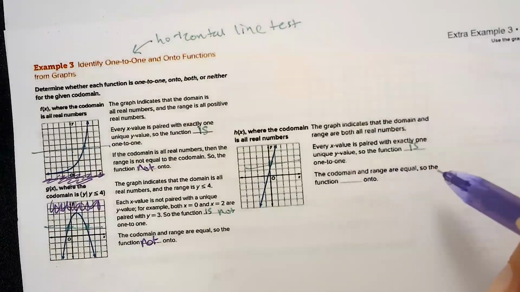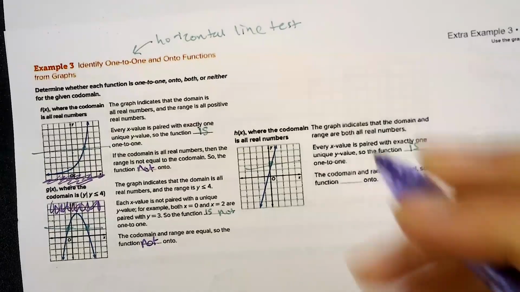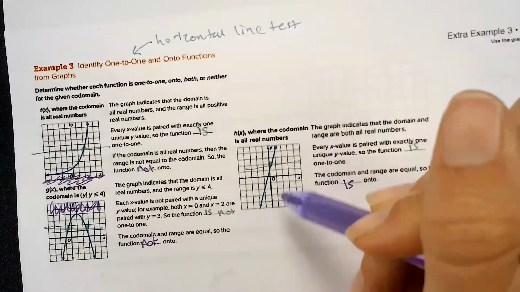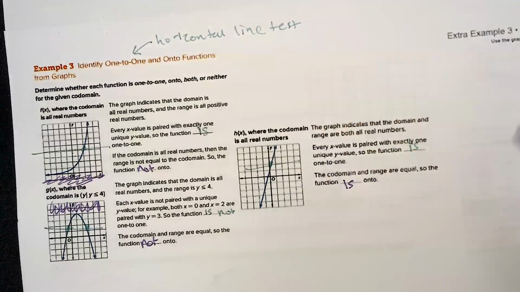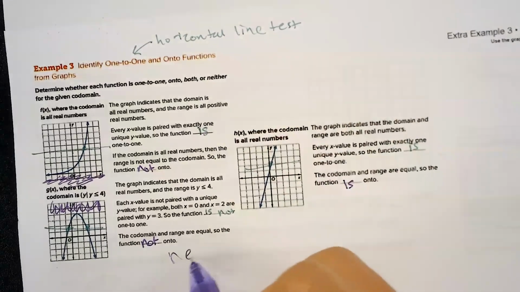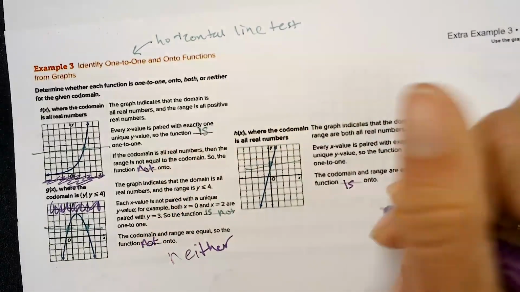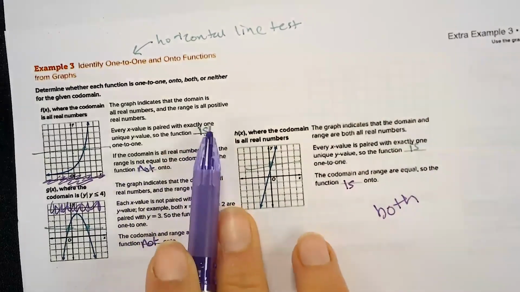The codomain and the range are equal, so the function is onto on this one. It goes up and down forever, so that's all real numbers. The codomain is all real numbers if not otherwise stated. So this one was neither. This one was both. And this one was only 1 to 1.